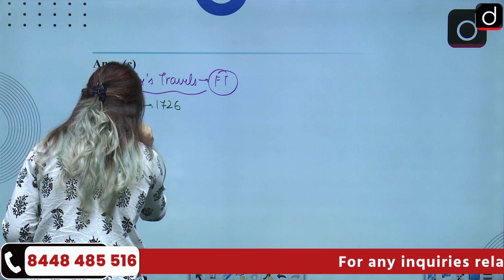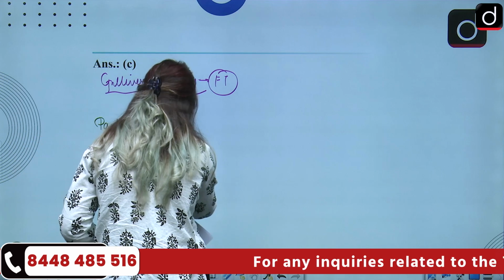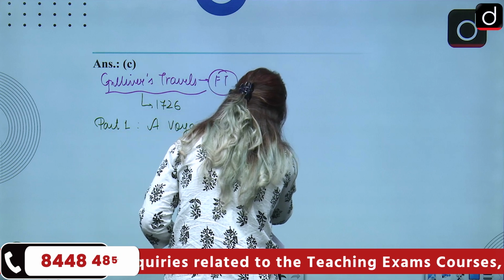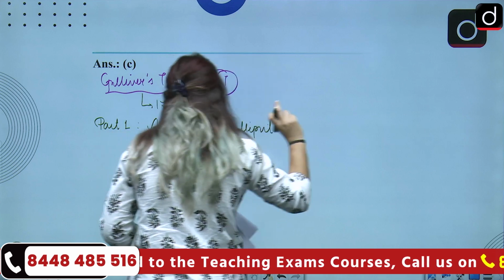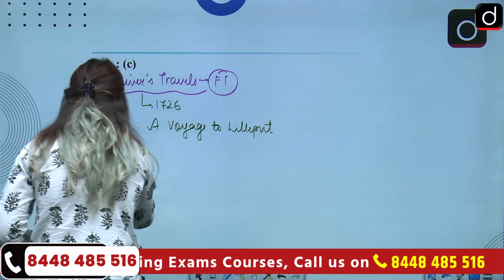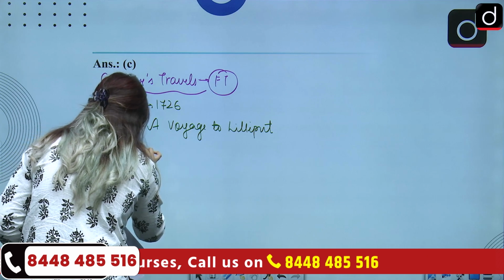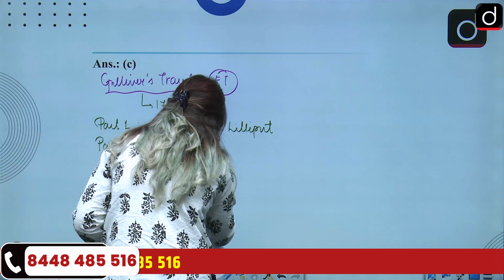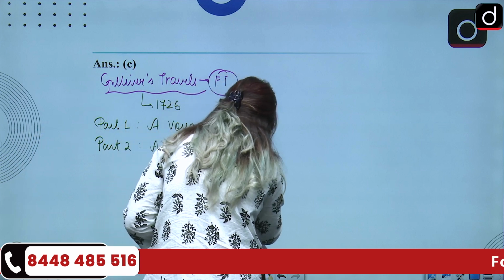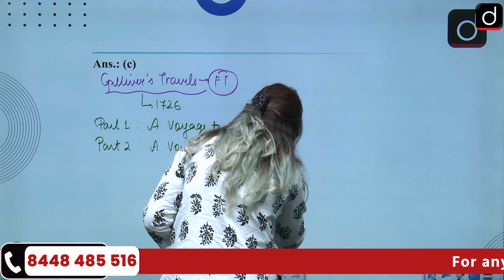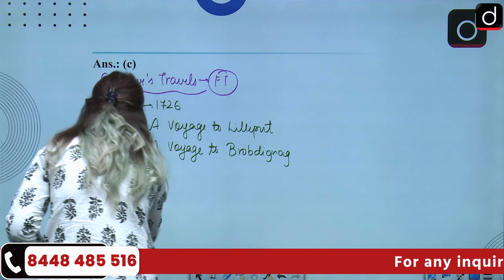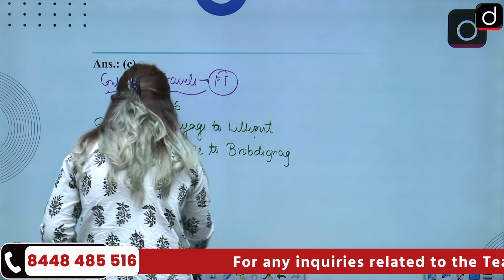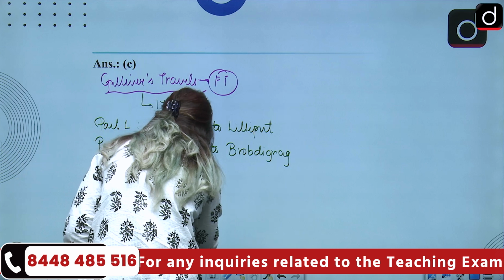Like we have part 1, which is titled as A Voyage to Lilliput, where he sees people who are very much little. Lilliput. Part 2, A Voyage to Brobdignag. Brobdignag is an antithesis to Lilliput. Brobdignag. Then we have part 3. Part 3, A Voyage to Laputa.